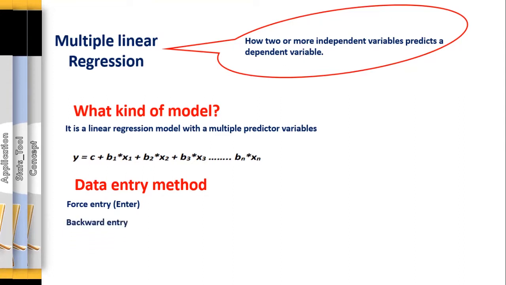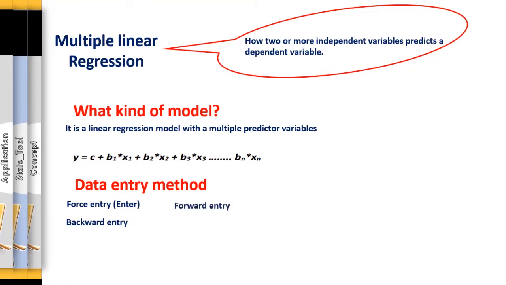Now, we also have the backward entry. In the backward entry, all the predictors are initially entered, and then predictors less than a given level of significance, say 0.1, are then removed. This is repeated until all the predictors are significantly associated based on statistic methods.